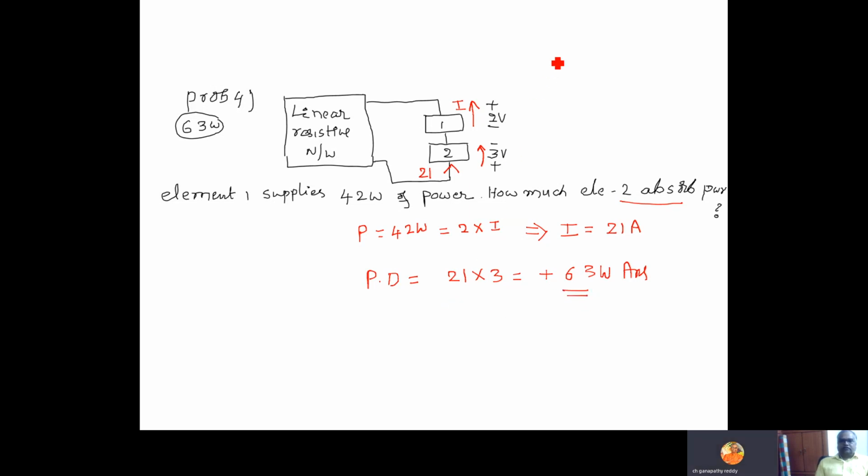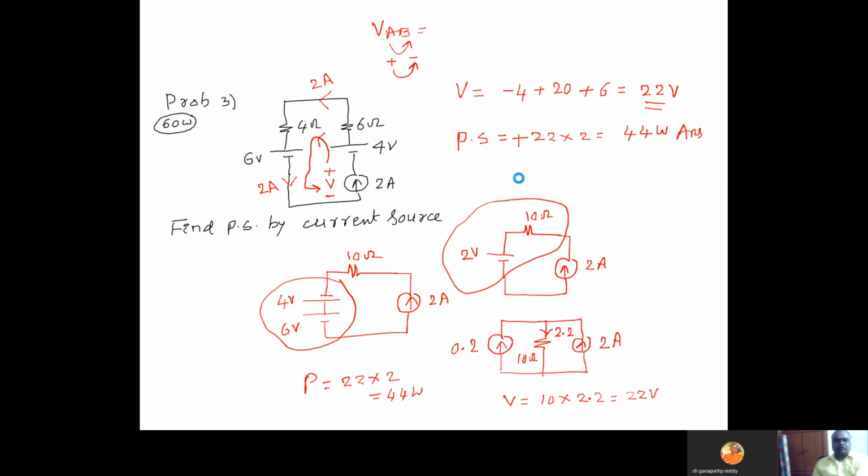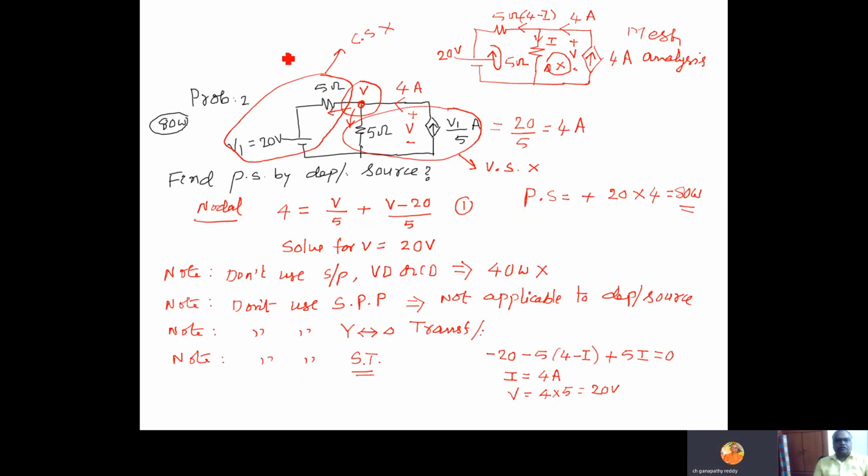It is asked in GATE. All these problems were asked in some competitive examinations. Even this problem was asked in GATE. All these were asked in GATE.